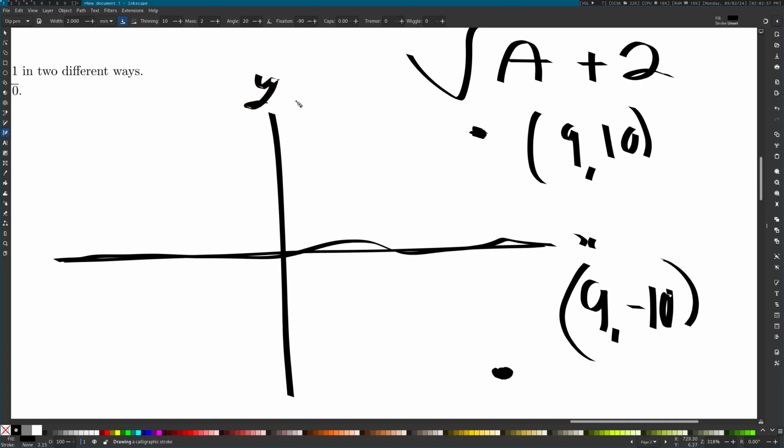Oh, right. Adrian, why wouldn't it be (-9, -10)? Because (-9, -10) would be like right here. That's a rotation of 180 degrees, instead of reflecting it.